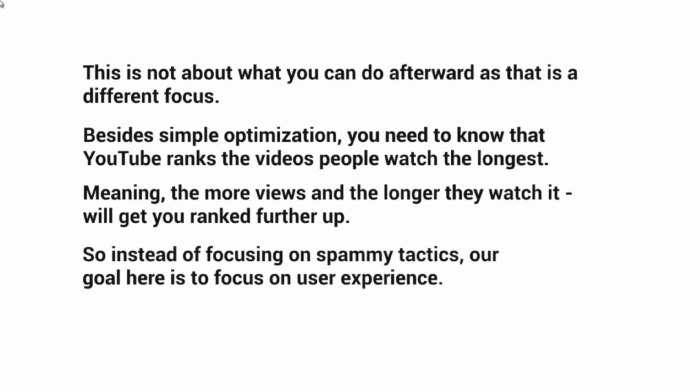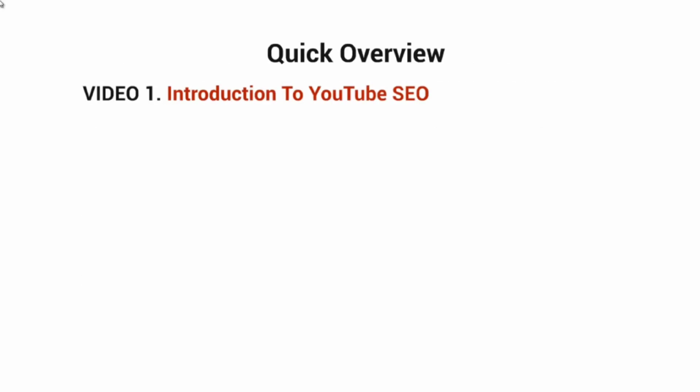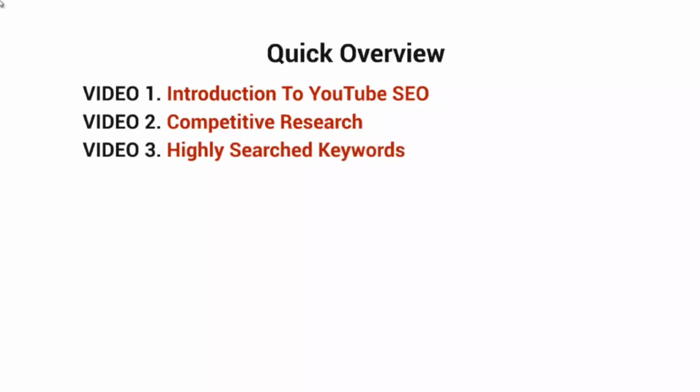So instead of focusing on spammy tactics, tons of backlinks, and all of that, our goal here is to really focus on the user experience. So what I want to do now is give you a quick overview of what's inside this video course. This is, of course, video number 1. Video number 2 is going to be about competitive research, or in other words, researching your competitors to get a better idea of why YouTube is ranking those videos. Video number 3, we'll talk about highly searched keyword terms and how you can find those for your product or service or whatever you're trying to promote.